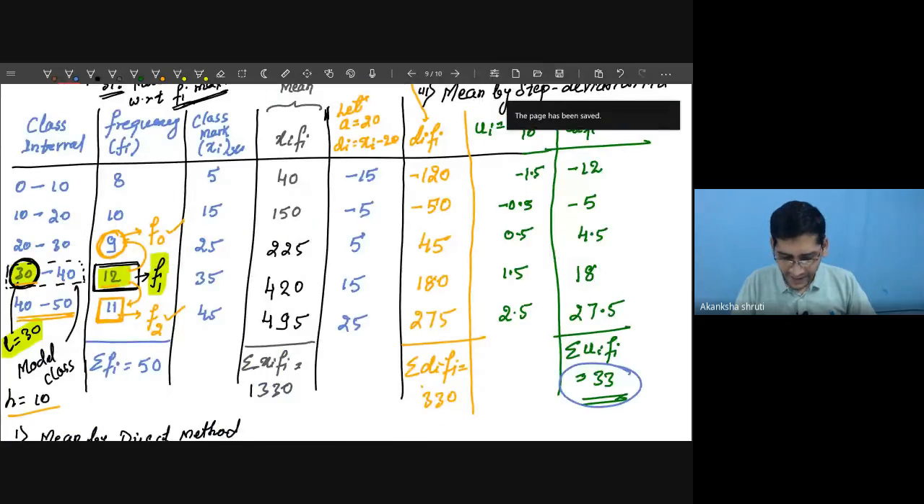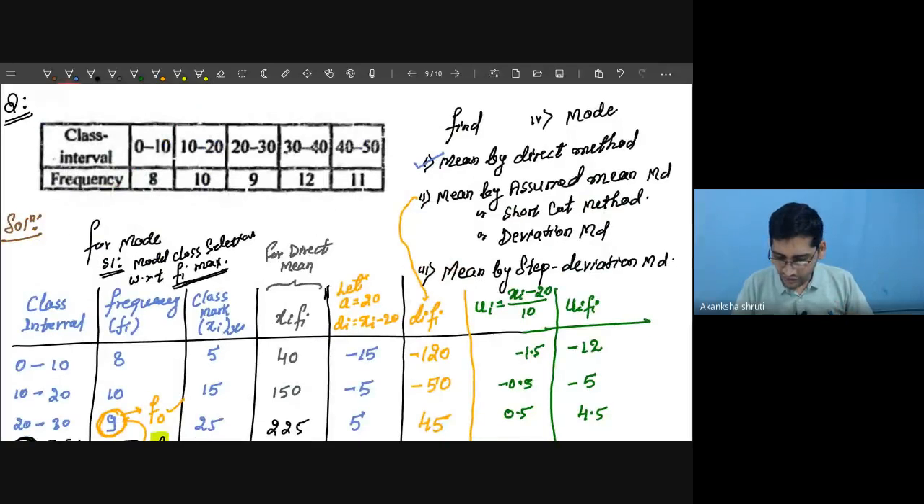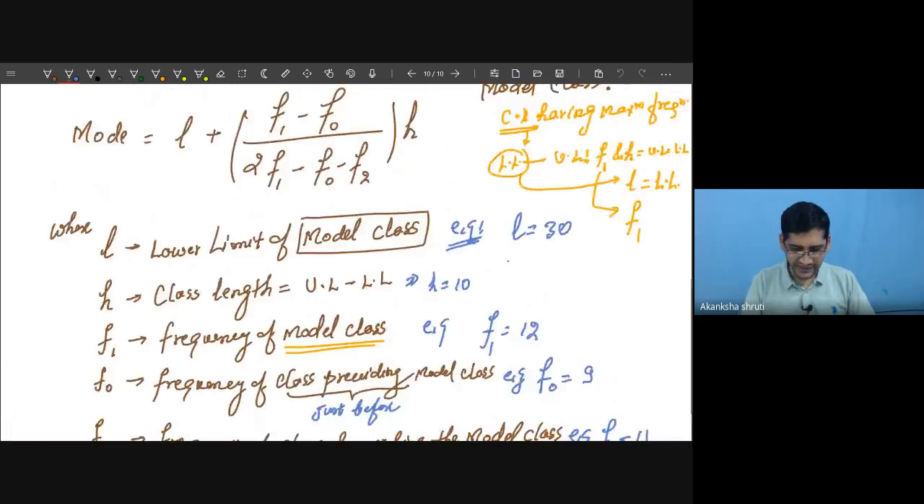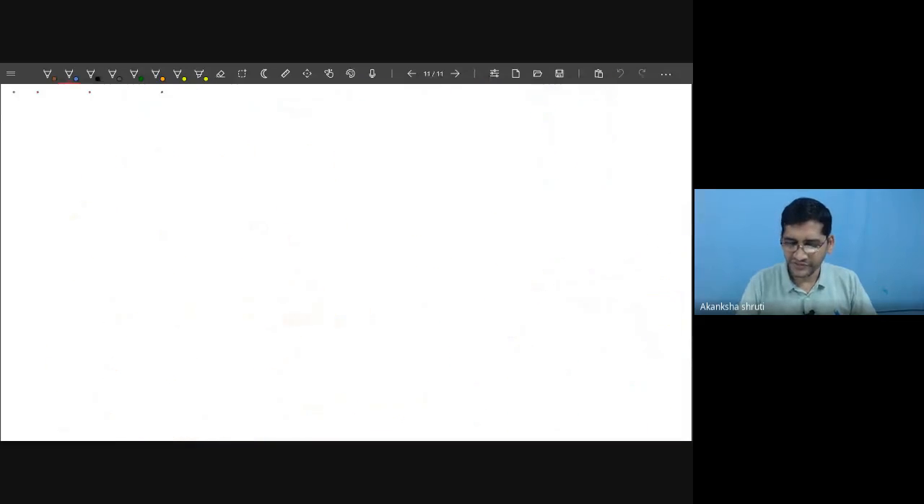But let me take one example where more than one central class interval is there. So let me explain it. Student, I had explained the calculation of this mode. Let us take one more question.